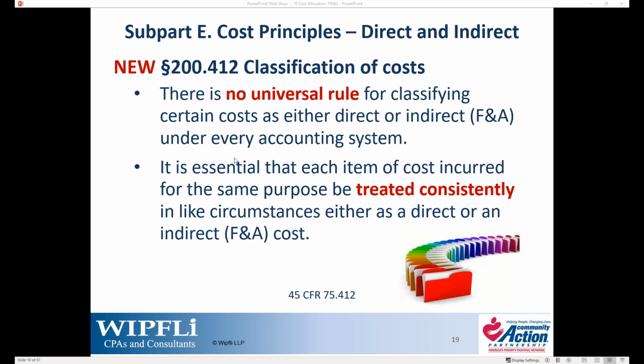We get questions a lot of how do I classify this cost? Is it direct or indirect? Is it program service or is it administrative? There's no universal rule to do this, but you need to make sure that you're treating that cost consistently. Make sure that if you're treating it as an administrative cost, you always treat it that way. If you treat it as program, always treat it that way.